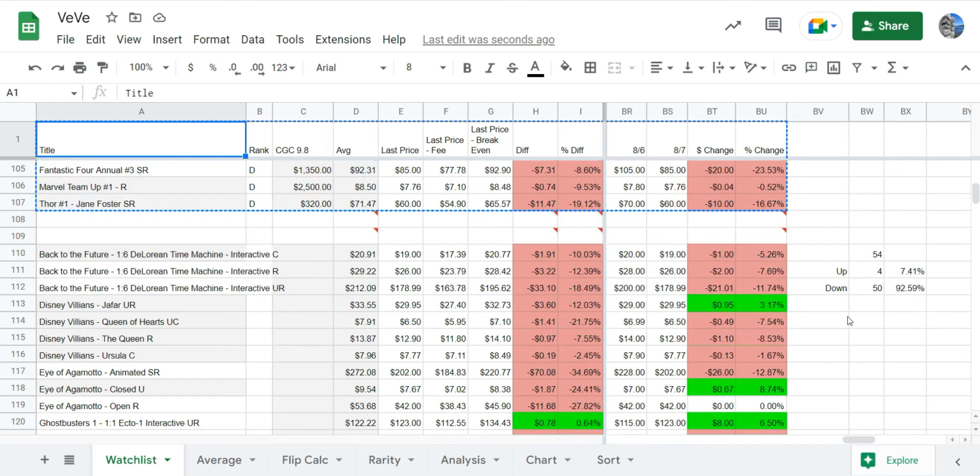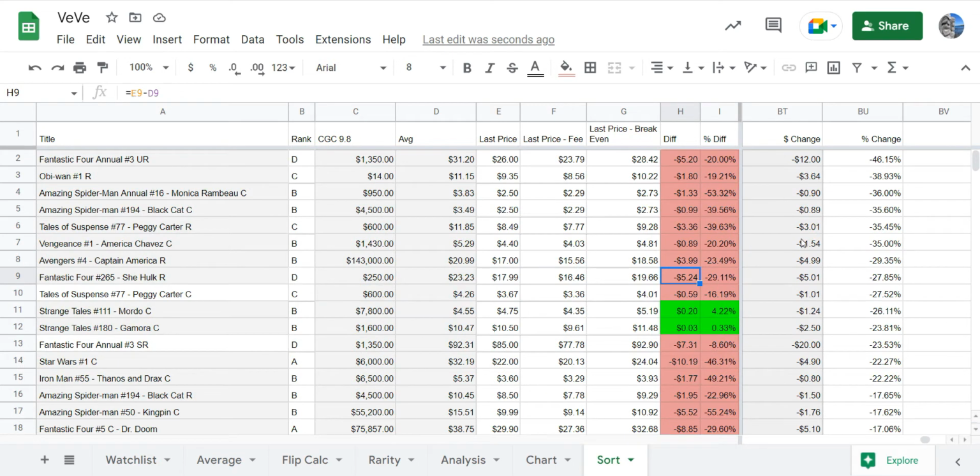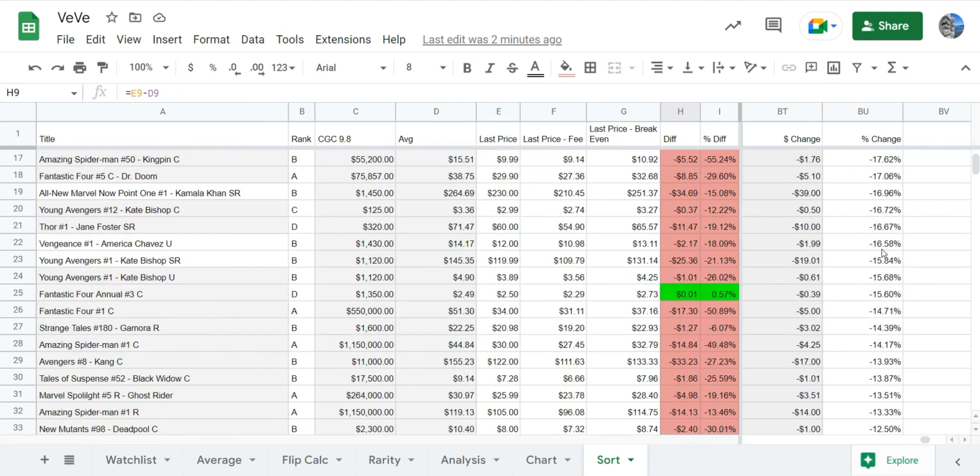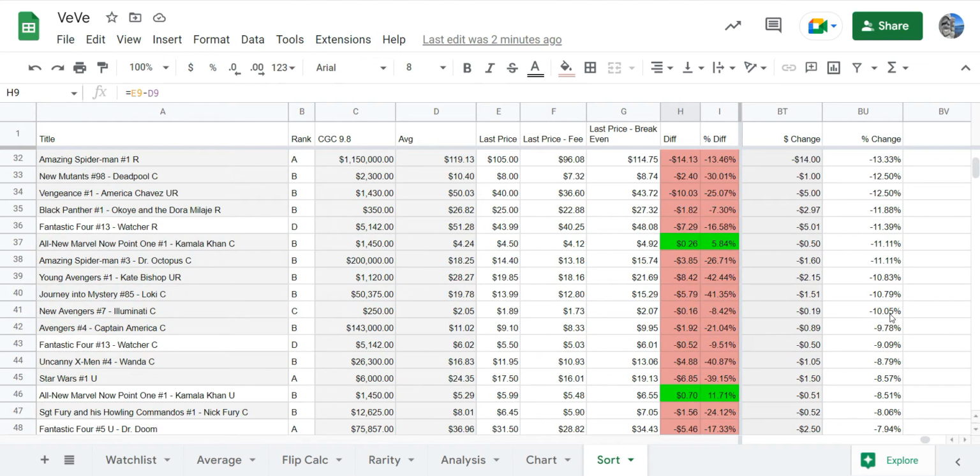Collectibles are not faring much better, where we have only 4 up and 50 down. The moves are significant. So look at the drops. The drops are double digit. For example, Fantastic Four Annual, the Ultra Rare, is down 46% overnight. These are amazing drops. Look how deep it goes until we get to double digits. Especially the A-rank comics have been hit pretty hard. The higher rarities have been hit hard as people try to accumulate gems.